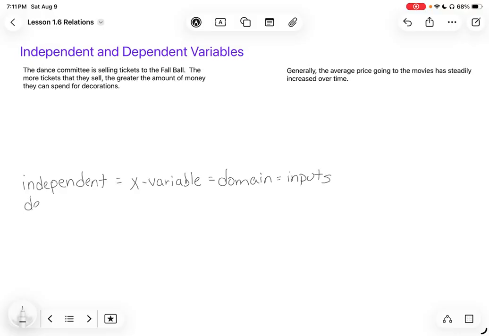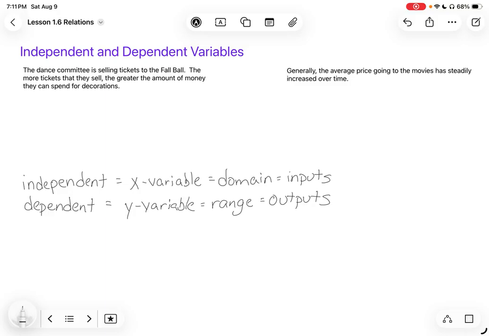And then dependent variables are the opposite of all of that. Our dependent variables are the usual y variables, and the set of y variables is the range. I say usually y variables because it doesn't have to be y, although it almost always is. And those are the outputs.